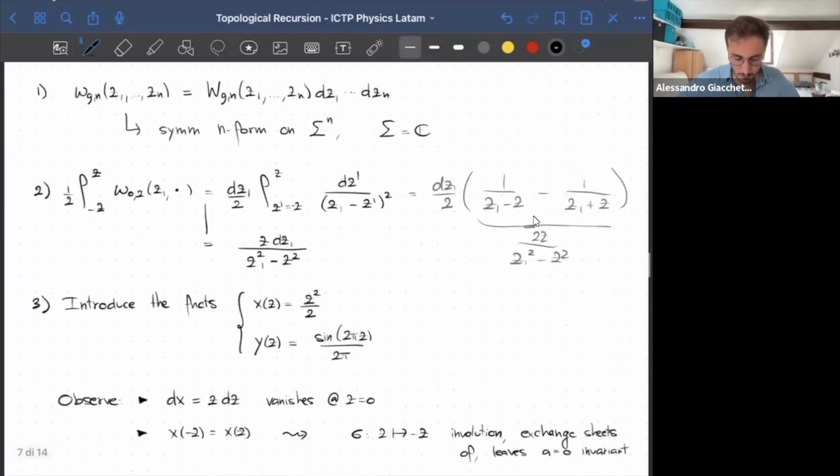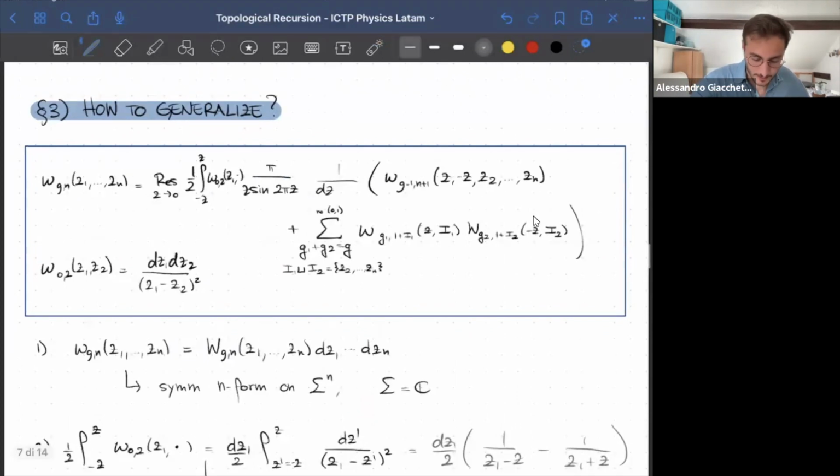And now let's make another observation. Let's introduce these two functions. I will take x of z to be z squared over 2 and y of z to be sine of 2 pi z over 2 pi. And you can see that dx is just z dz. And this differential form vanishes at z equal to 0, which I will call A. And so this residue here is just a residue at A.